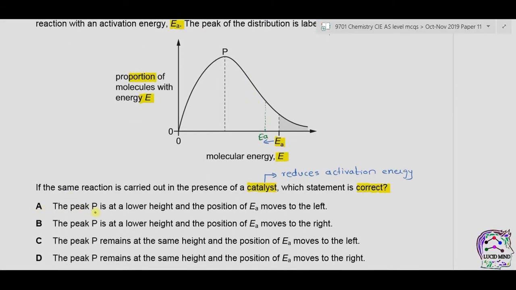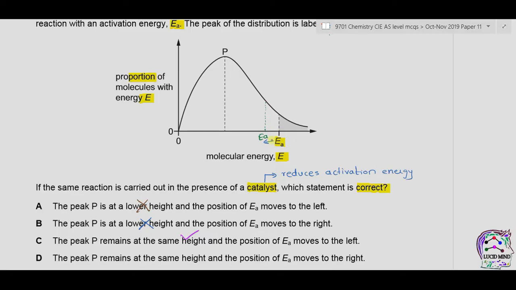Part A, the peak P is at lower height and the position of EA moves to the left. This is incorrect because peak P does not change. B, the peak P is at lower height. Again, this is incorrect because peak P does not change. Part C, the peak P remains at the same height. This is correct. And the position of activation energy moves to the left.